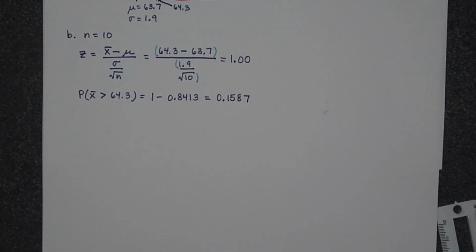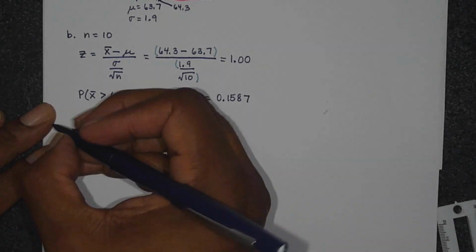So that means the probability that 10 randomly selected women have a mean height greater than 64.3 inches would be 0.1587. Questions on part B?